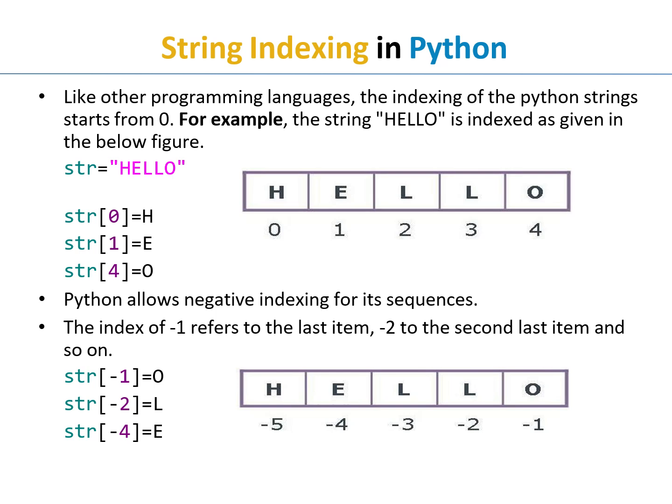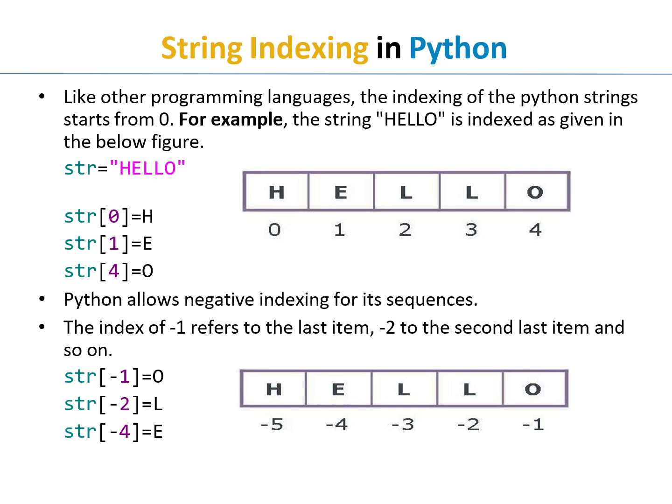H is represented as the first index, which means 0, and E is represented as the second index, the value of 1, and L is the third index, the value of 2, and another L is the fourth index, the value of 3, and O is the final index, the value of 4. Here str[0] equals H, str[1] is E, and str[4] is O.